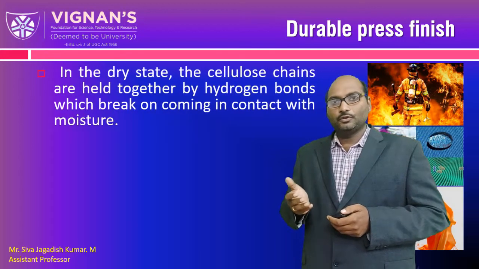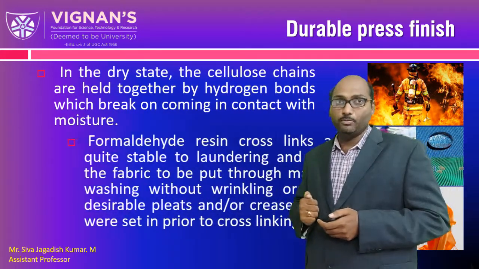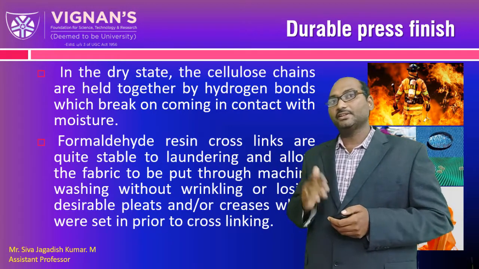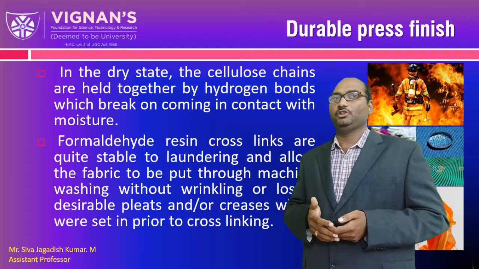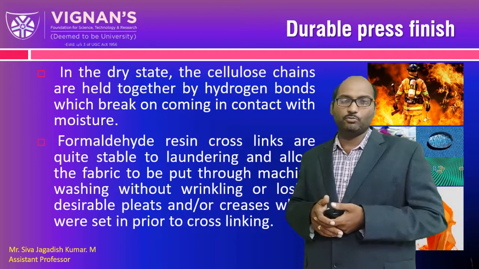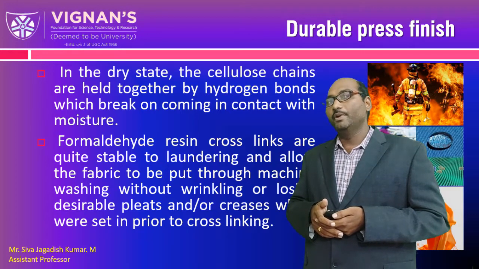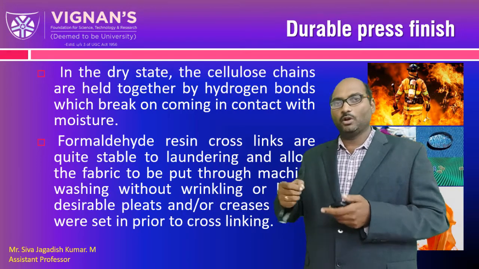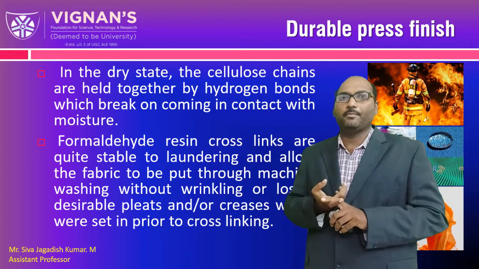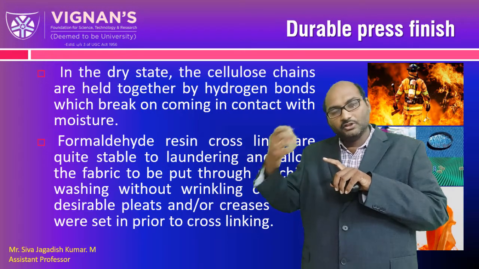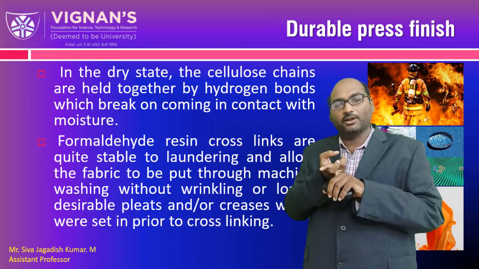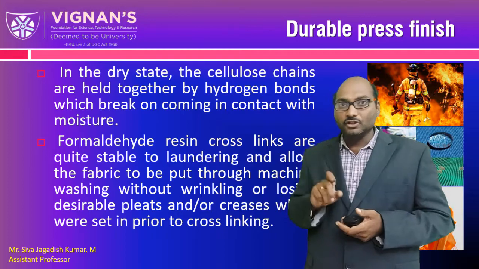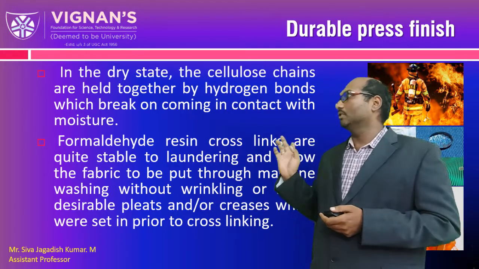Then another one is durable press finish, also called anti-crease finish or wash and wear finish. So in the dry state, what happens? The cellulose chains are held together by hydrogen bonds, OH, which break on coming in contact with moisture. Temporary bonds will be there wherever the moisture is leaving, and again, when moisture comes, it will form another temporary bond. That is the basic nature of cellulose. So in this case, what happens?